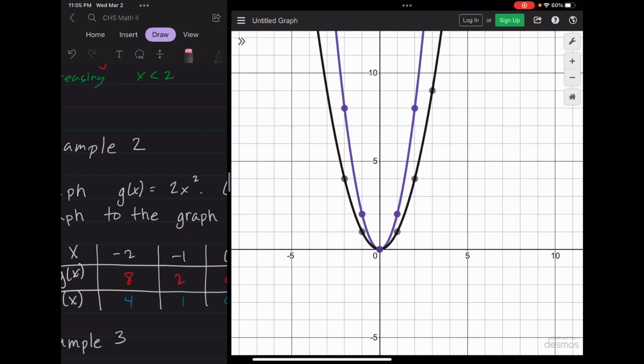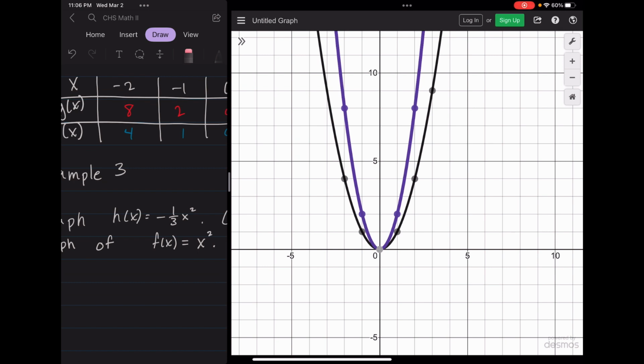What you should notice is as this number gets bigger, my function gets smaller. The purple one was 2 times x squared. Notice how it's narrower. That's because we're multiplying, so it's growing faster. Our function is going to get closer and closer to that y-axis, our axis of symmetry. If it's just x squared, we'll have something like this, the black line.